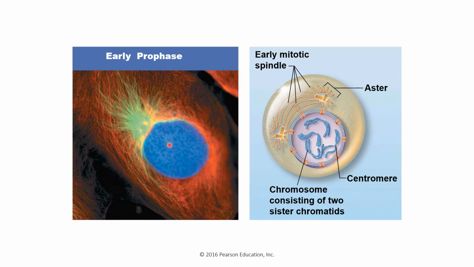Here is an actual cell, right? We have a nucleus in blue. And yes, we still see the nucleus in early prophase. But what you're seeing here to the left of this cell is how this mitotic spindle is forming.